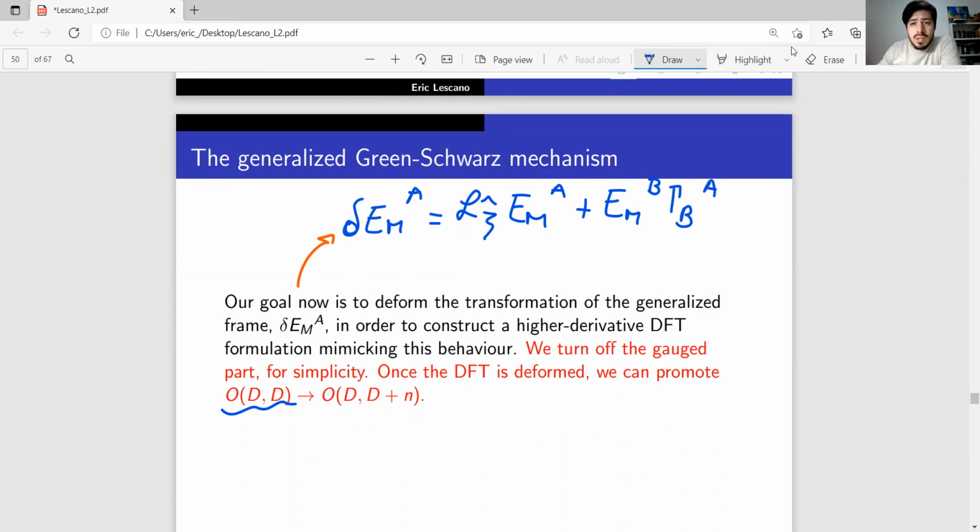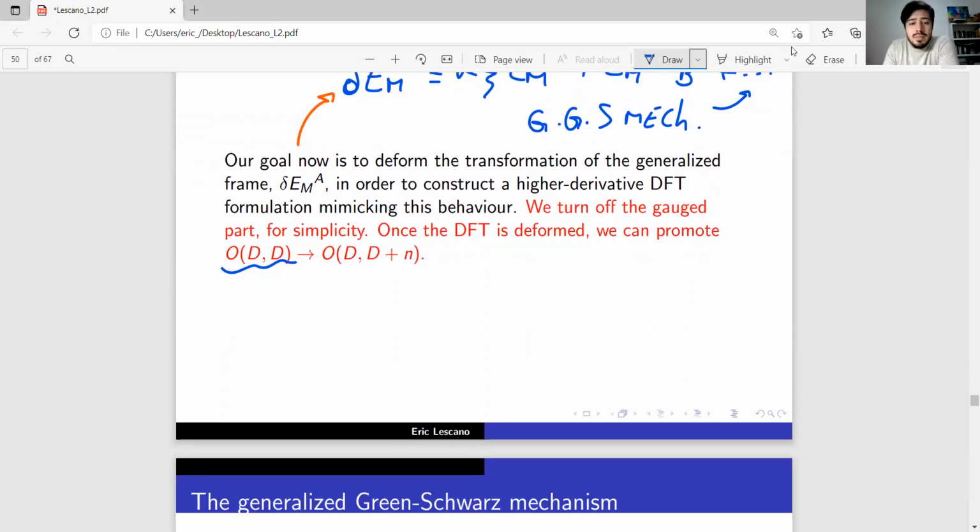This is the transformation. And we want to construct a higher derivative double field theory formulation. So we want here a generalized Green-Schwarz mechanism. This is our idea. This is what we want. We want to deform double field theory. We want to deform the transformations, and of course to deform the action, the two derivative action. All the terms in the action of double field theory contain two derivatives. We want 4 derivative terms. So we want a generalized Green-Schwarz mechanism.